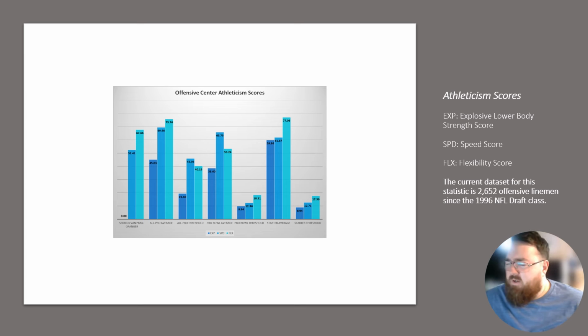Based on most centers, they don't need to be elite level athletes to be good centers at the position, but it helps. When you look at the All Pro averages, the Pro Bowl averages, and the starter averages, they're all above average athletes. So you don't have to be an elite athlete at the center position, but you do need to be at least above average. So we'll see what happens with this pick.